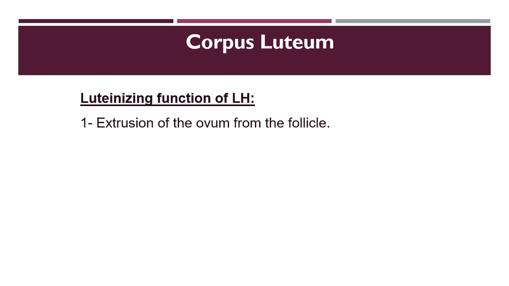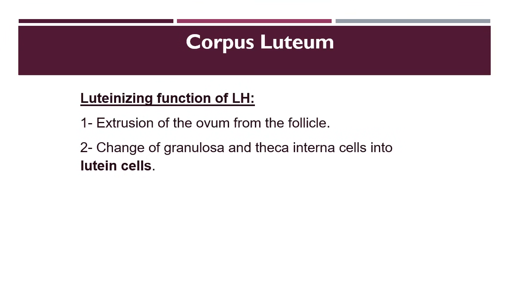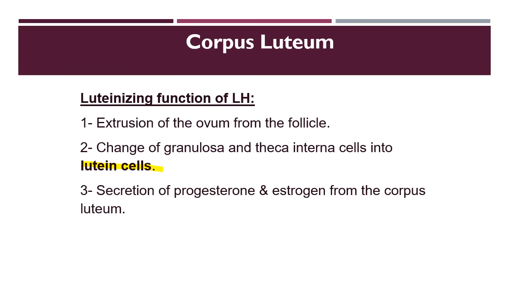The luteinizing hormone is called so because of the luteinizing function of LH. So LH will make the ovum extruded from the follicle. Then it will also change the granulosa and theca interna into the lutein cells, as well as promoting the secretion of progesterone and estrogen from the corpus luteum.